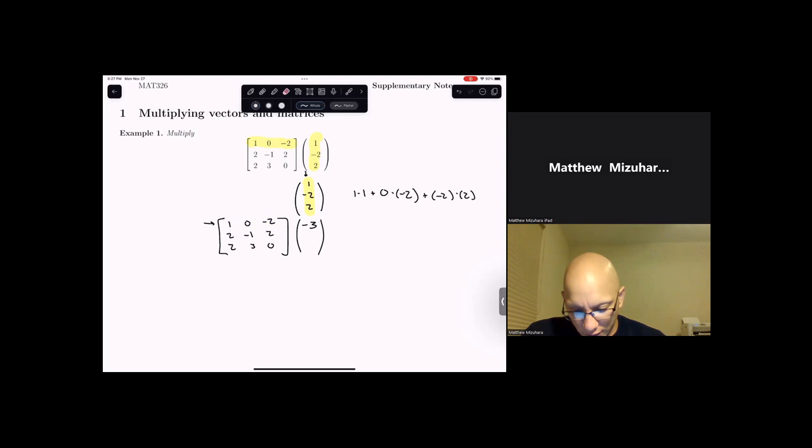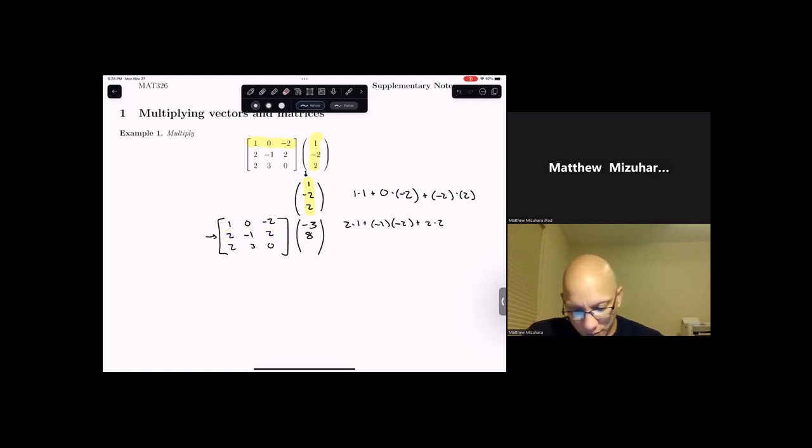For the next component, I now move to the second row of the matrix and take the dot product with that vector. I'm going to need 2 times 1 plus negative 1 times negative 2 plus 2 times 2, which gives me 2 plus 2 plus 4. So that's 4 plus 4 is 8, which is the second component of my vector.